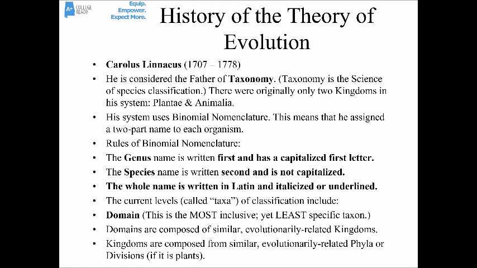He used a system called binomial nomenclature. This means that each organism was assigned a two-part name. In binomial nomenclature, the genus name is written first and has a capitalized first letter. The species name is written second and is not capitalized. The whole name is written in Latin, and it's either italicized if it's typed or underlined if it's written out.